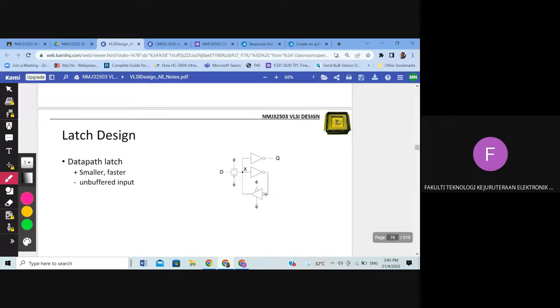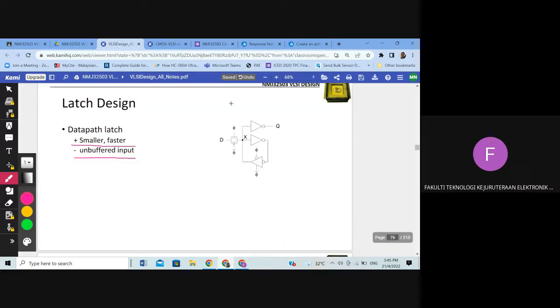All right, and this is what we call a feedback. Okay. So we can see the advantage: smaller and faster. And the limitation or disadvantage: it has unbuffered input. Okay, this is the input. Okay, this is actually the final design of the latch.